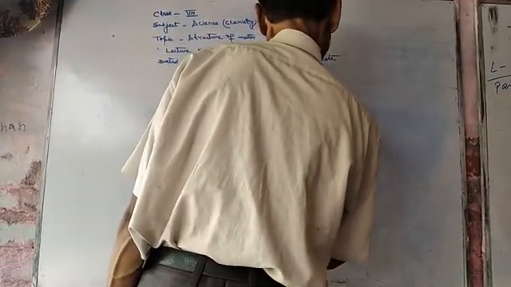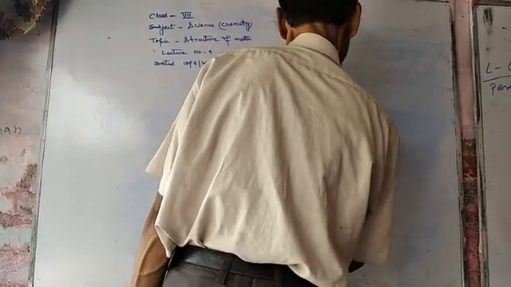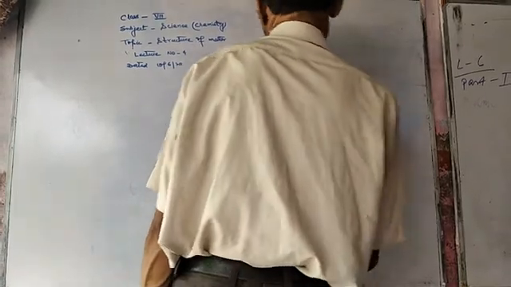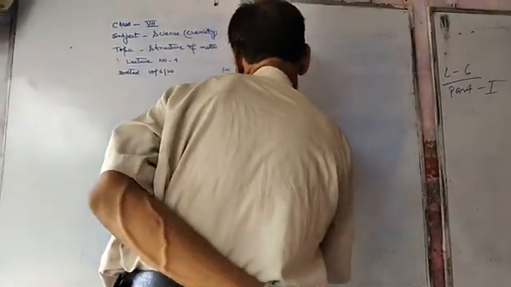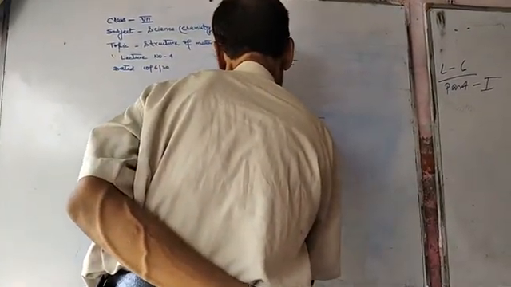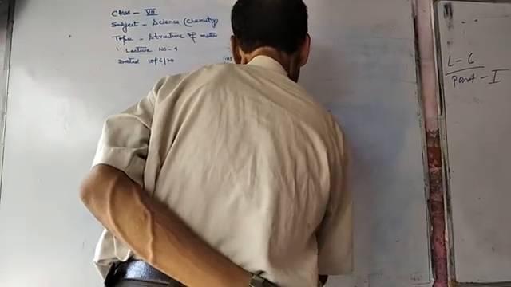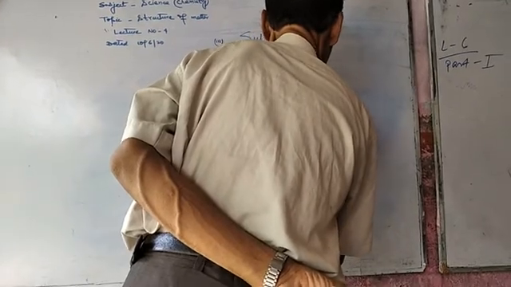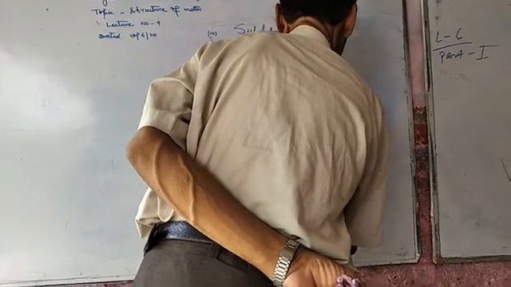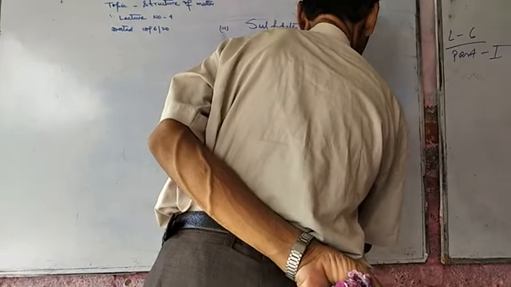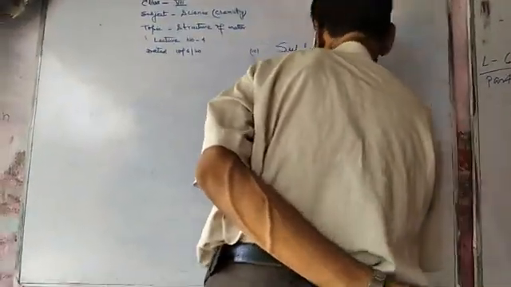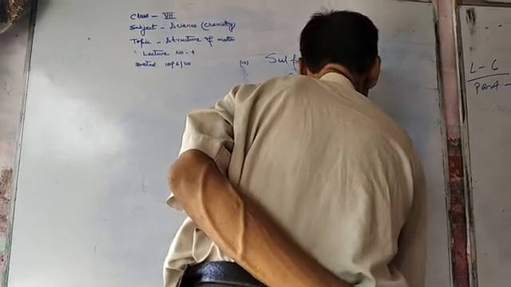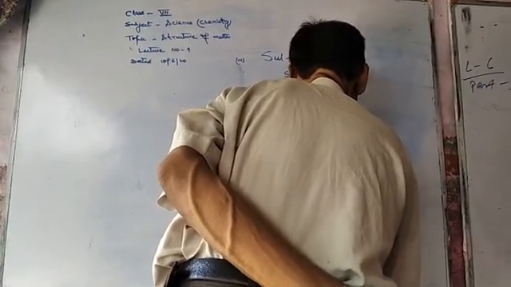Bisulfate, it is also called hydrogen sulfate. HSO4 is its formula and valency is 1.